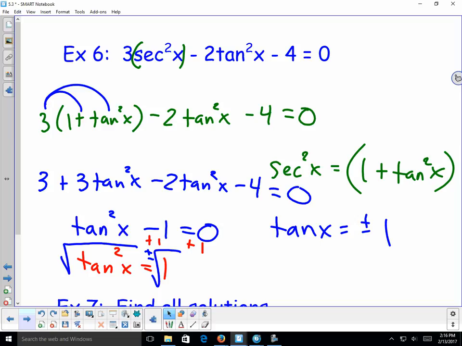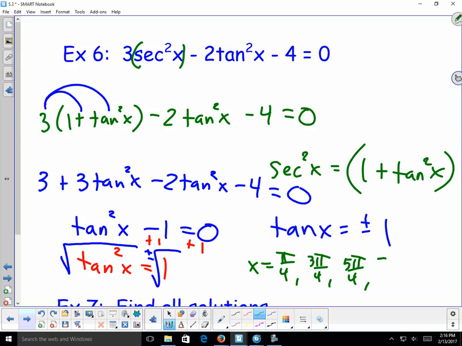Are we supposed to generalize, or just list the ones between 0 and 2 pi? Just list. All right, so that means our solution here is going to be x equals pi over 4, 3 pi over 4, 5 pi over 4, and 7 pi over 4.